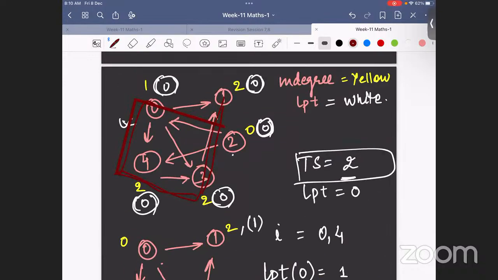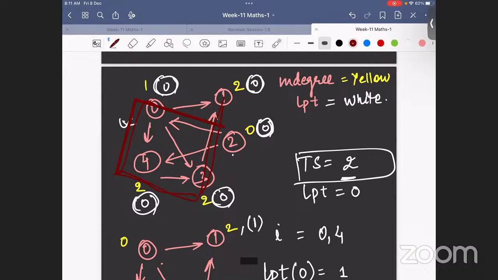You can see that in our example we started with 0, 1, 4, 2, 3, so we have five vertices. We have updated the value of in degree: for 0 it is 1, for 1 it is 2, for 2 it is 0, for 3 it is 2, and for 4 it is 2. We have also initialized the LPT to 0 for all the cases. Now we check where the in degree is 0, and you can see that for vertex 2 the in degree is 0.